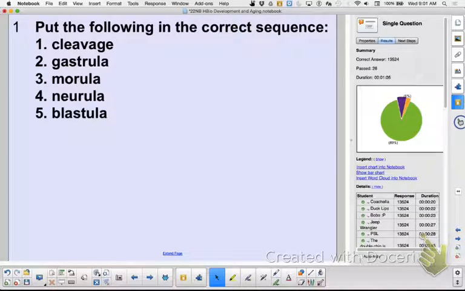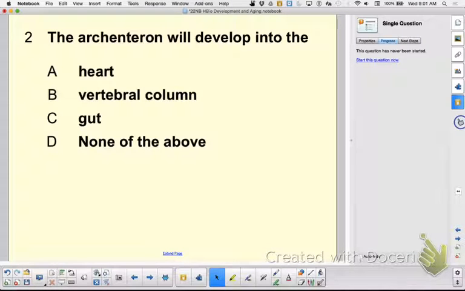Cleavage, solid ball of cells, morula. Don't even look up there. Look to me. So it goes cleavage, it goes morula, and then it goes what? Don't look. Look over at me. Blastula, when you form the cavity inside of it. Blastocoel. Okay, then you form a? Gastrula. New cavity is called? Archenteron. The opening to that cavity is called? Blastopore. Good. And then number five is the? Neurula. Okay. Good. Good job, Coachella. Thank you.